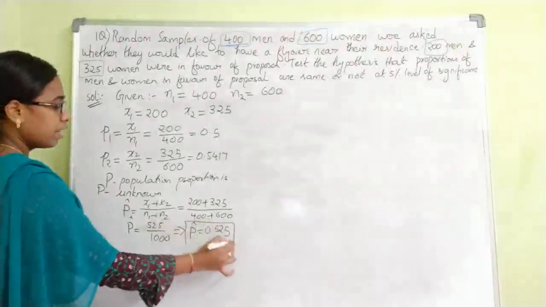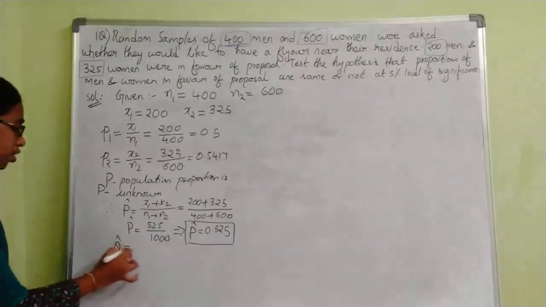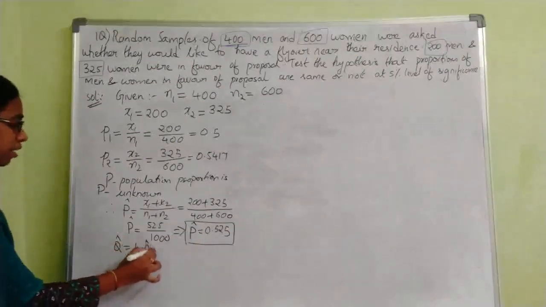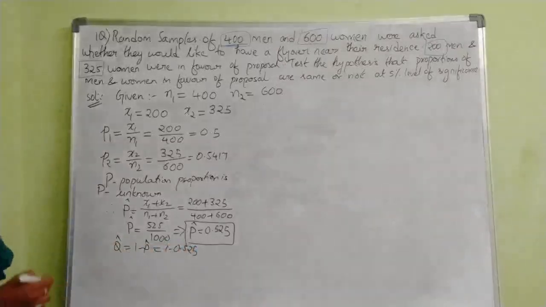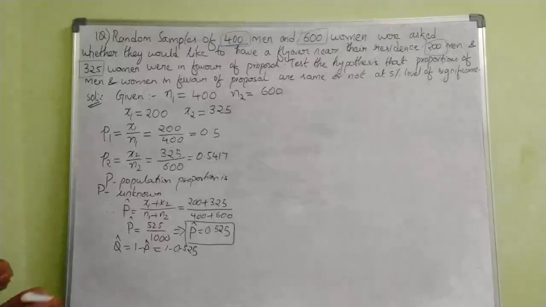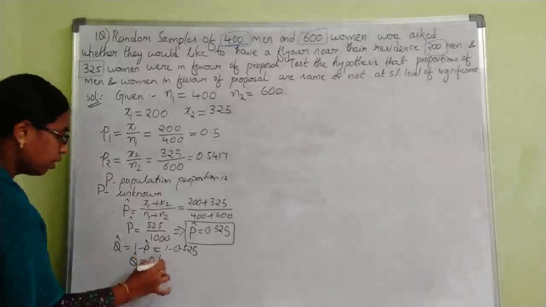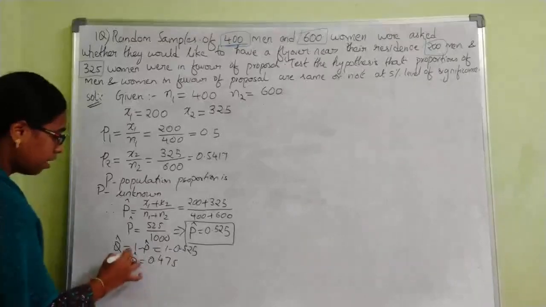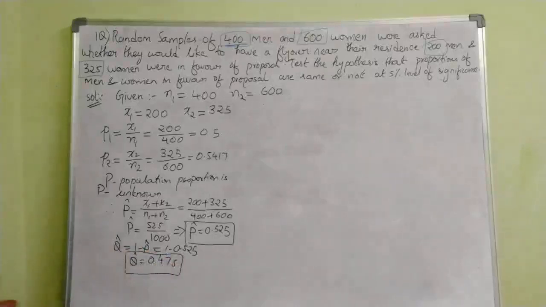Next we will find the q hat. So q hat equals 1 minus p hat, which is 1 minus 0.525. So 1 minus 0.525 is 0.475. Therefore q hat equals 0.475. Now we have all the required values for our test statistic, the p hat value and q hat value. Next we have to define the null hypothesis and alternative hypothesis.